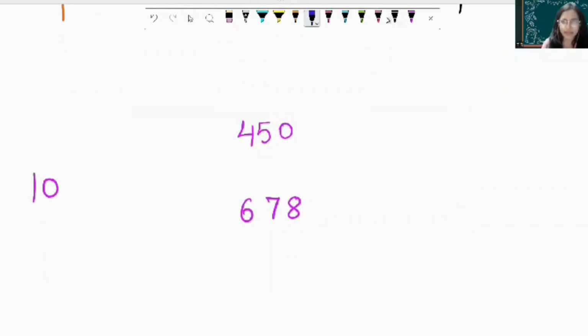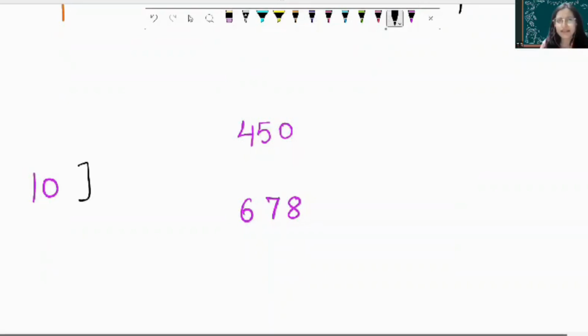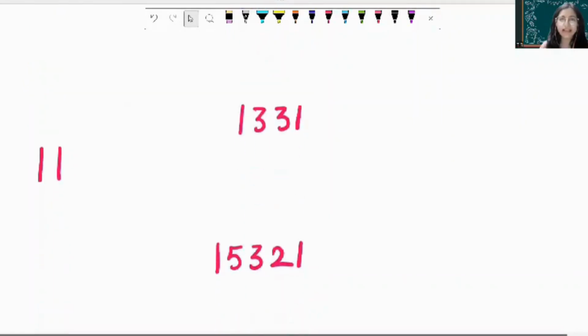Next number we have is 10. We are having two numbers here. 10 is very simple. If we are having the 0 at the last, at the unit place, then that number is divisible by 10. Otherwise, it's not. So you can see here the last unit. I want you to answer this question: out of these two numbers, which number is divisible by 10 or not?